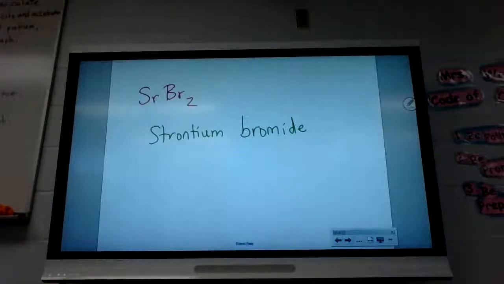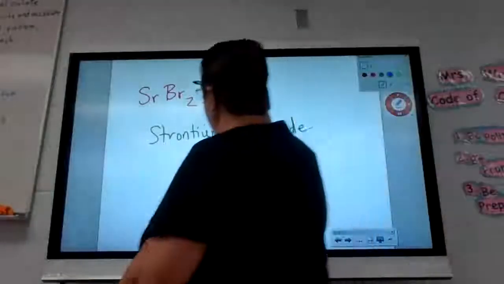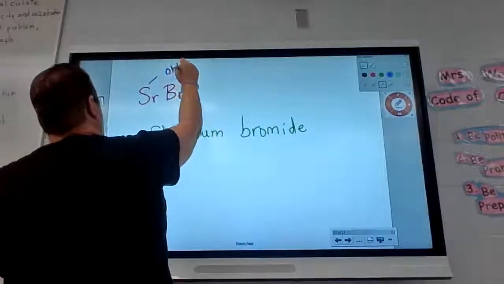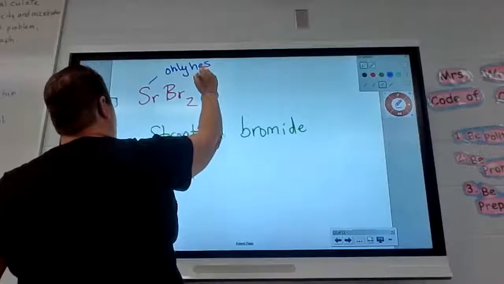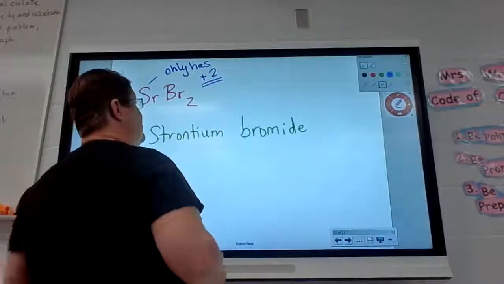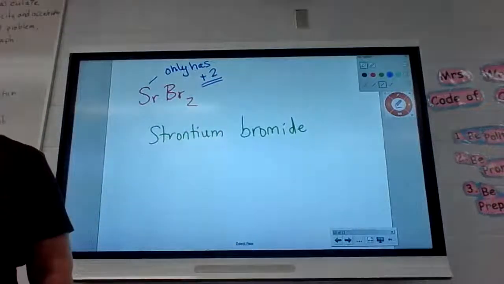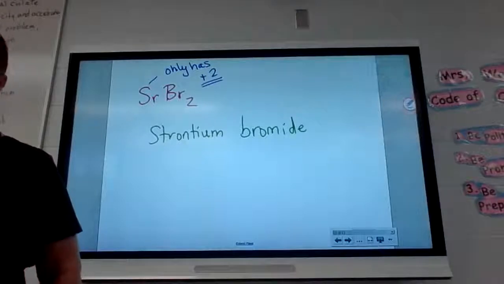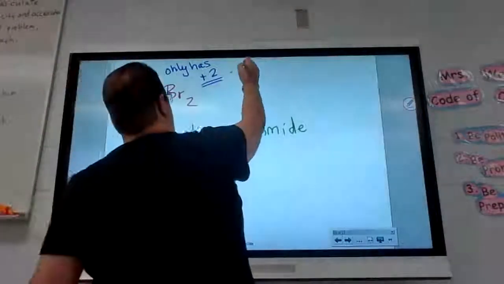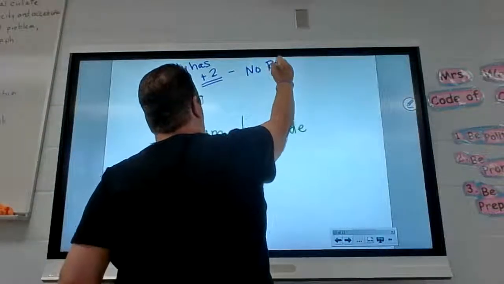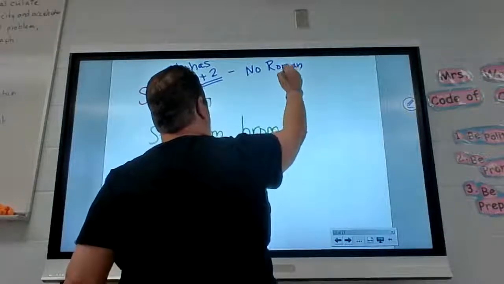How many numbers are listed? One. Strontium only has a +2. That is the only number on the sheet. Because that is the only number on the sheet, that means no Roman number.